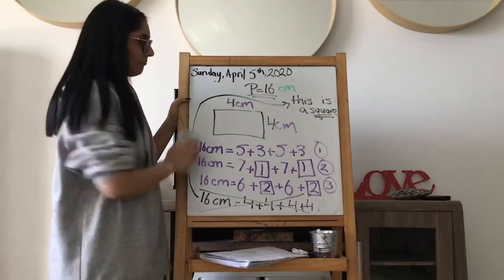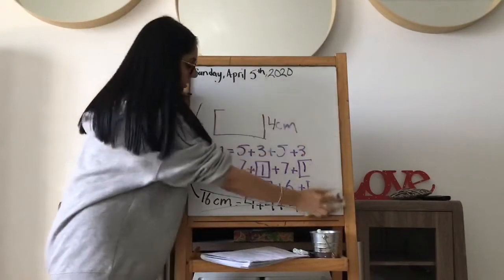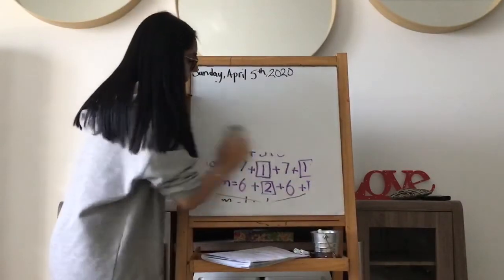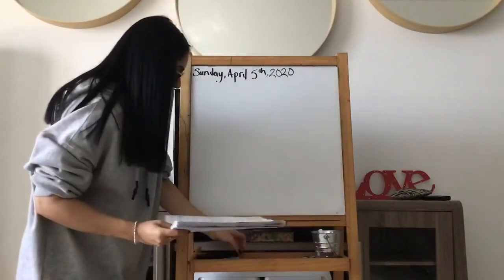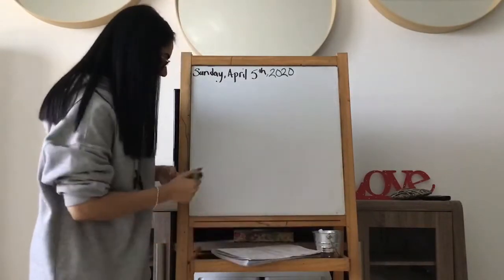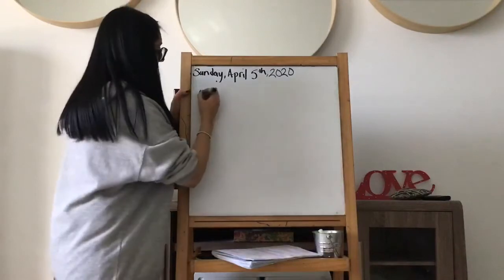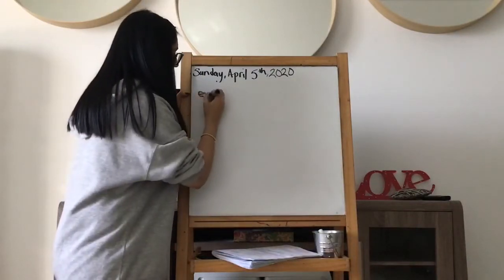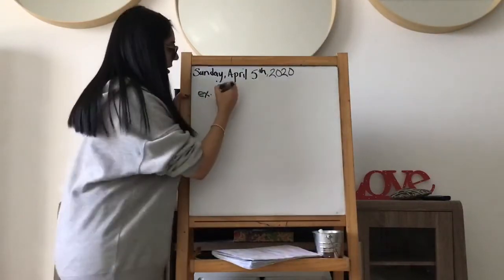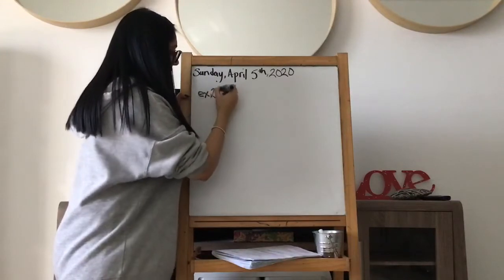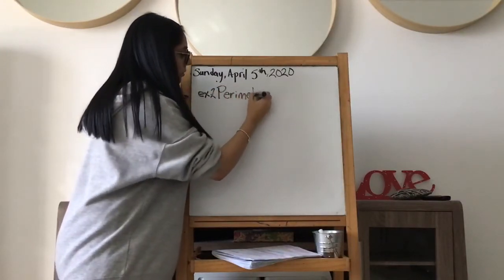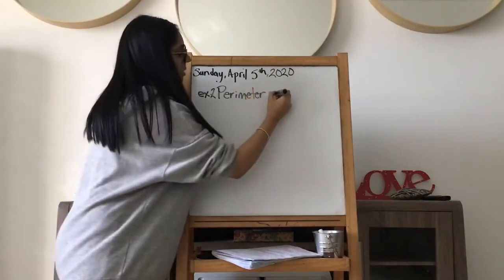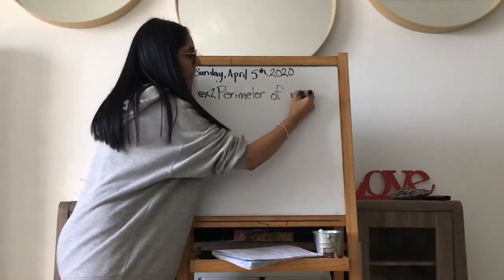Done? Okay, let's see. Let's do, and you can do this on your own, and then we can take it up. So let's do example 2, and then we are done. Very close. Example 2. Now I'm going to give you the question. Perimeter of rectangle. I'm doing a rectangle again.